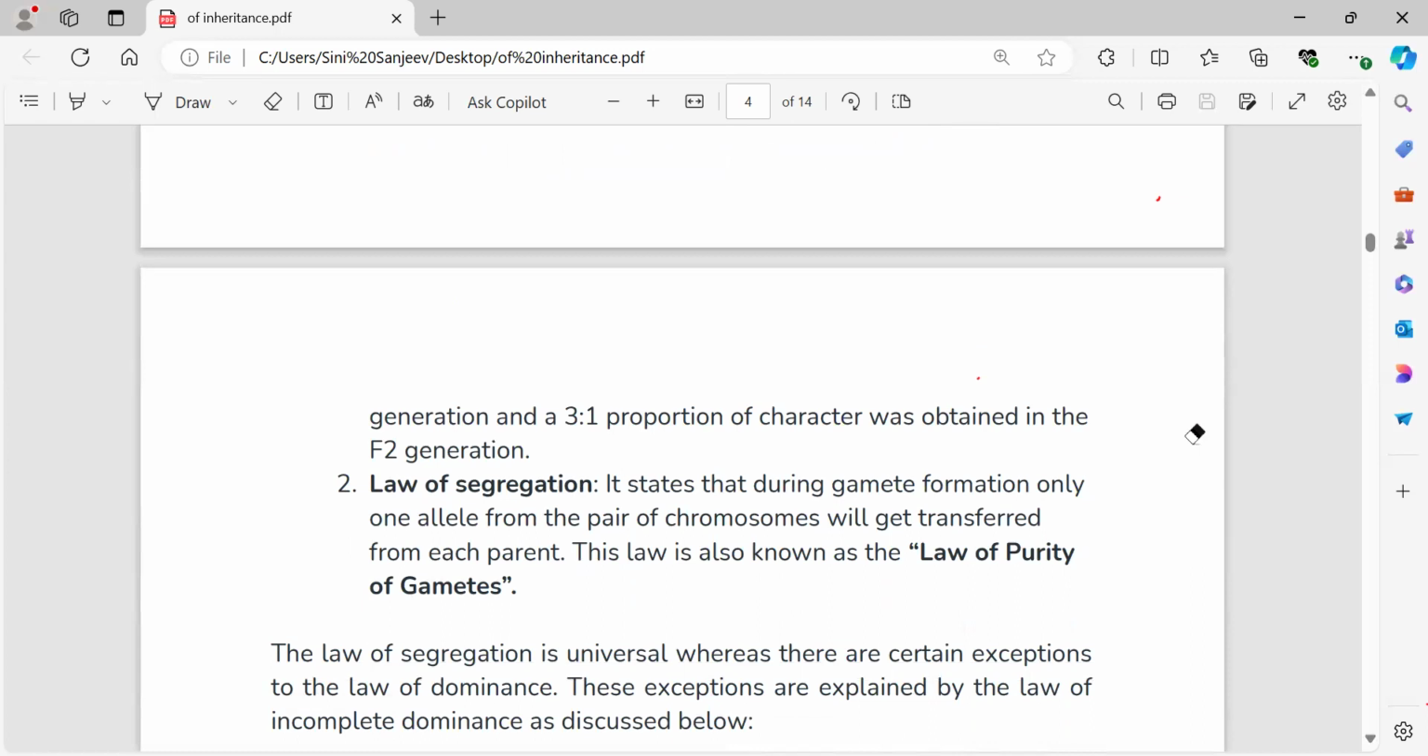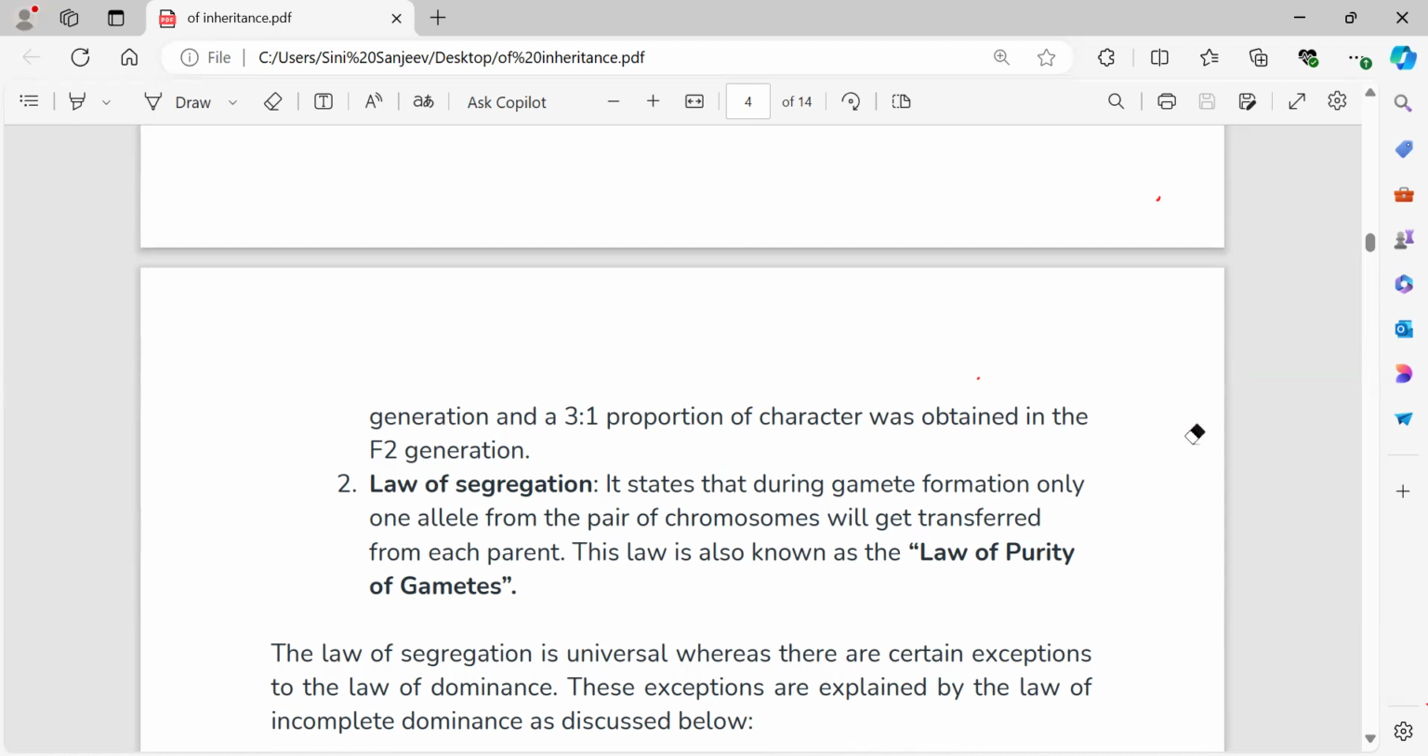So law of dominance means it will only express and suppress the other characteristic in the offspring, whereas law of segregation means what? Here, when the gamete is being formed, only one character or one allele from the pair of chromosomes will get transferred from each parent. That's called what? Law of segregation.